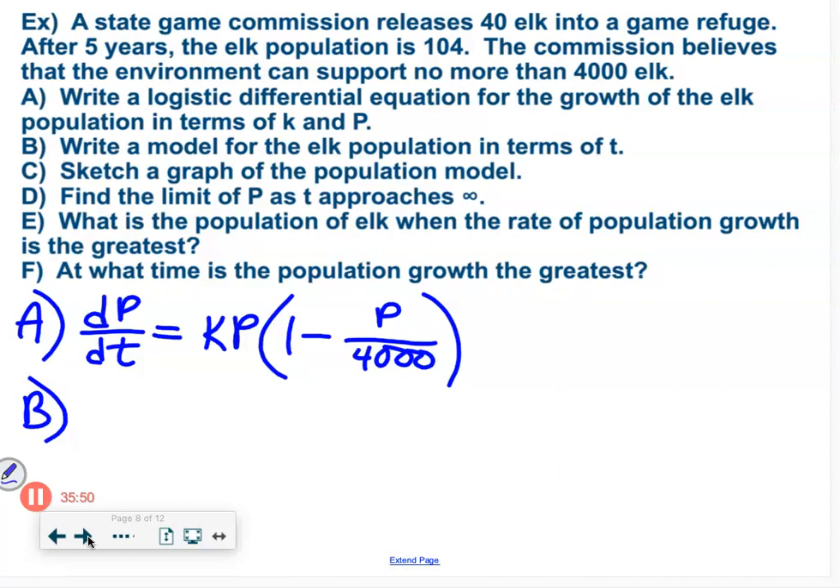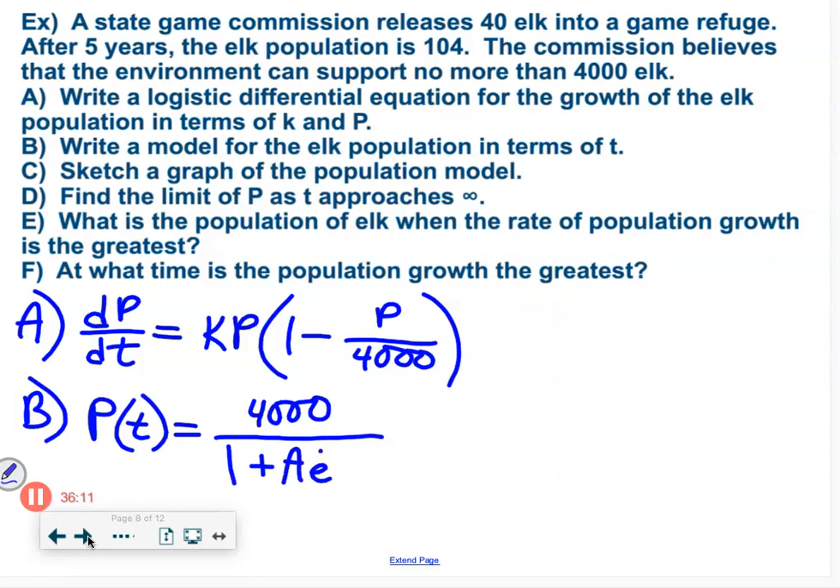All right, so now for part B, you're going to write a model for the actual population only in terms of t, which means you're going to have to solve for K and A. So I'm going to kind of start you off on this a little bit. What number goes on top? 4,000. What number always goes here? 1. What's the sign? Plus A e to the negative kt. All right. We've got a good start.